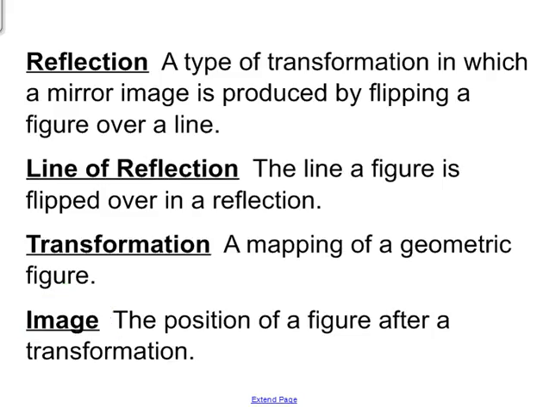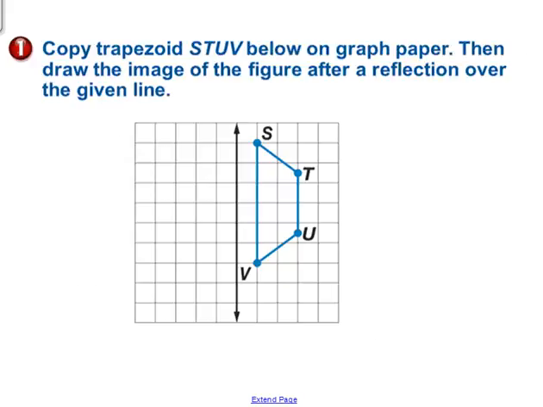Well, I'll jump right in and do an example here. Copy the trapezoid STUV below on graph paper, and then draw the image of the figure after a reflection over the given line. The given line is right here. That's going to become our axis of symmetry that we learned about in the last section. What I need to do is transpose this diagram onto this side, so it's the same diagram on the other side, just flipped over.